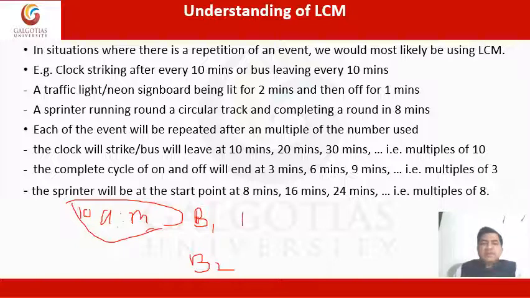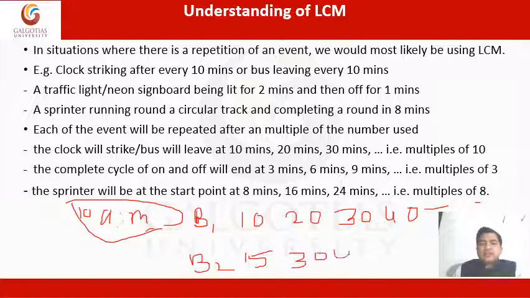After that, the first bus will pass after 10 minutes, then after 20 minutes, then after 30 minutes, then after 40 minutes, and so on. The second bus will pass after 15 minutes, then after 30 minutes, then after 45 minutes, and so on. Correct? Now what do you find here? These are the multiples of 10. These are the multiples of 15.